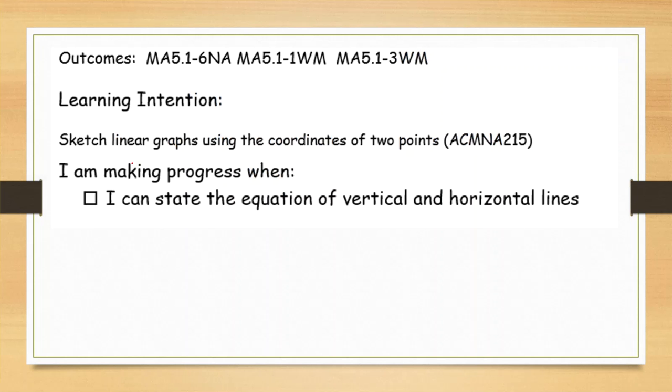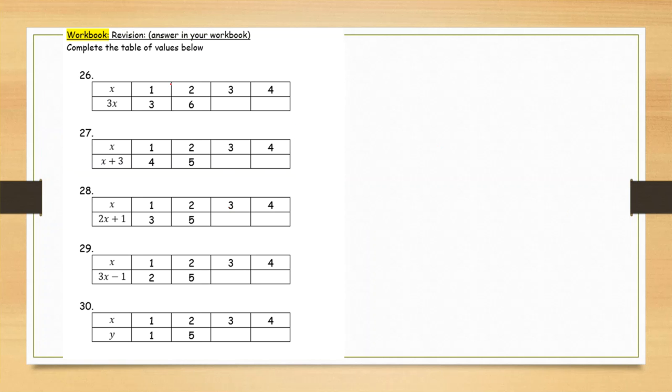Keep hanging in there. The learning intention today is: we want to sketch linear graphs using coordinates of 2 points, and we want to be able to state the equation of vertical and horizontal lines. So first of all, let's just revise how to fill in a table of values. This should be done in your workbook. Pause the video, do the questions and check.